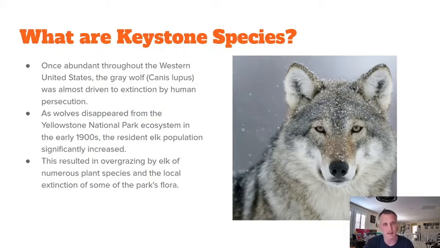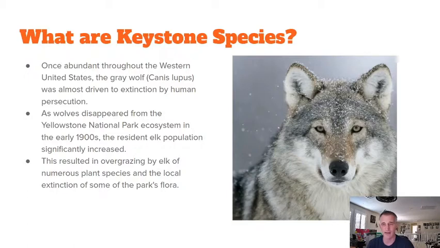So let's look at this example. Once abundant throughout the western United States, the gray wolf was almost driven to extinction by human persecution. Basically, the ranchers and farmers in the area were protecting their livestock, and they hunted the wolves, right? So as the wolves disappeared from the Yellowstone National Park ecosystem in the early 1900s, this caused an increase in the elk population. This is because the wolves were no longer hunting the elk. So the elk population started to go up really high.